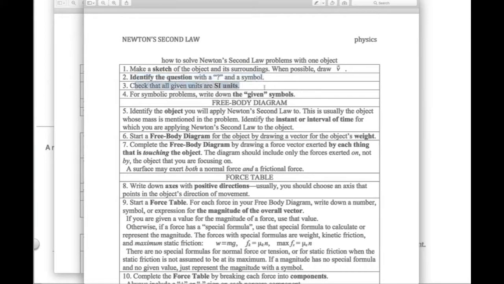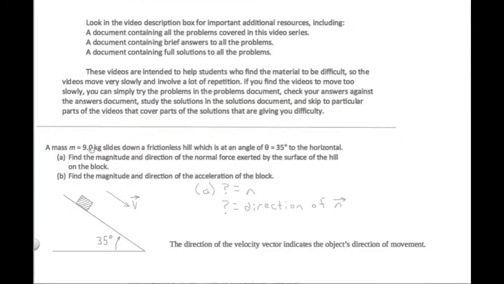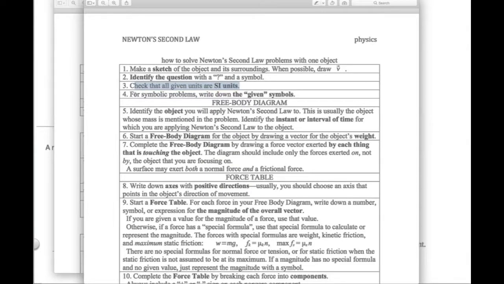We need to check that the units are SI units. Kilograms are SI units for mass. Those are the only units it looks like we need to check. So we checked the units. This step is not relevant because this step is for symbolic problems, and we're working on a numeric problem. Now we can shift to the free body diagram phase.